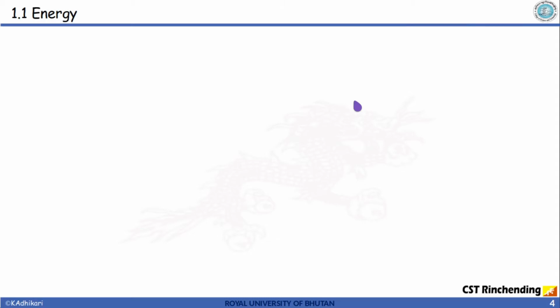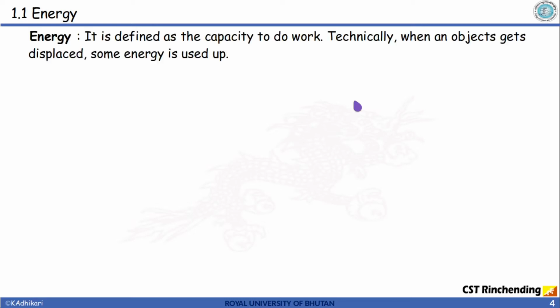Let's continue our discussion with the energy. So, what exactly is energy? Technically, it is defined as the capacity to do work. When an object gets displaced, some energy is used up, or we say some energy is required to displace an object.